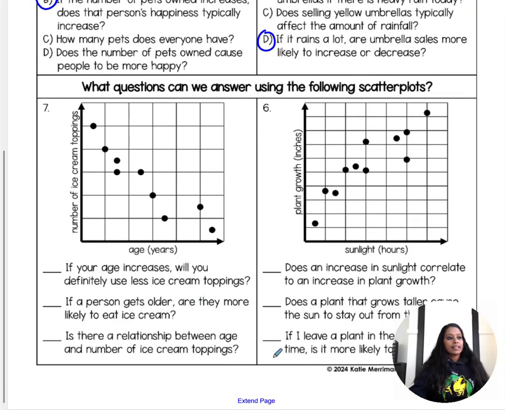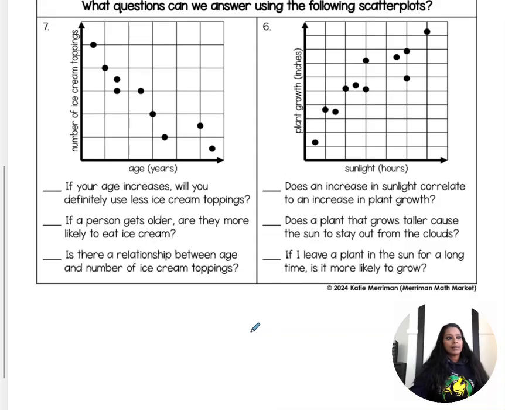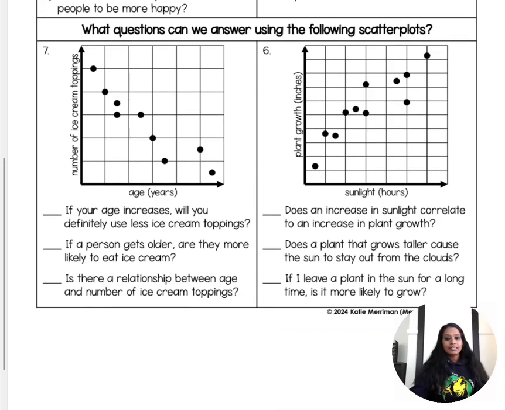All right. And then the last thing we'll look at is some scatter plots. So what questions can we answer using the following scatter plot? It looks like your age, how old you are, affects the number of toppings that you get. I think it does. The older you get, the fewer toppings you get.